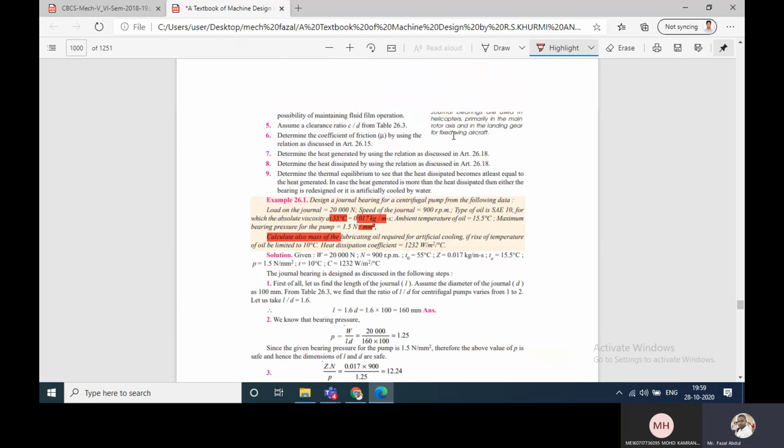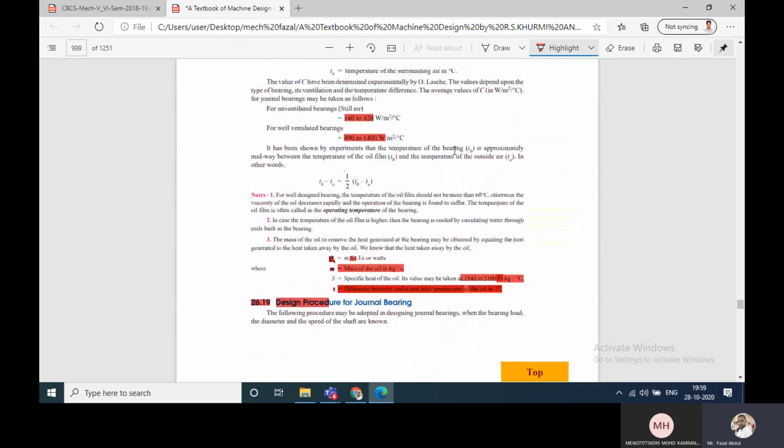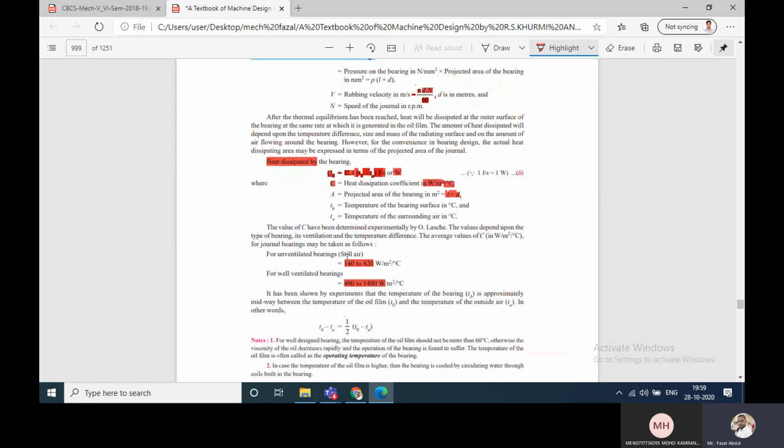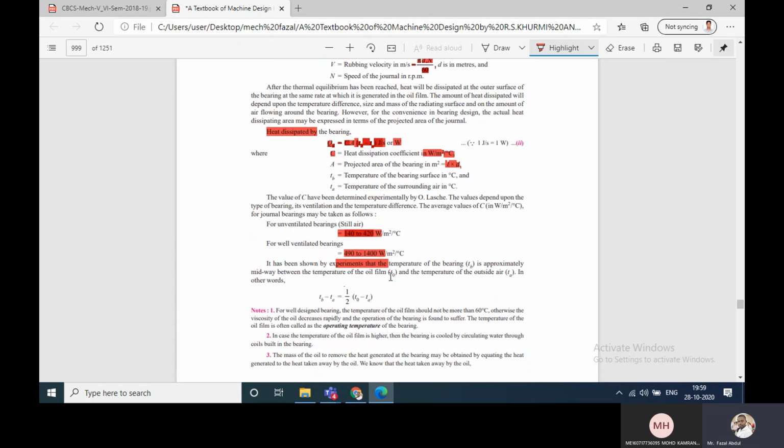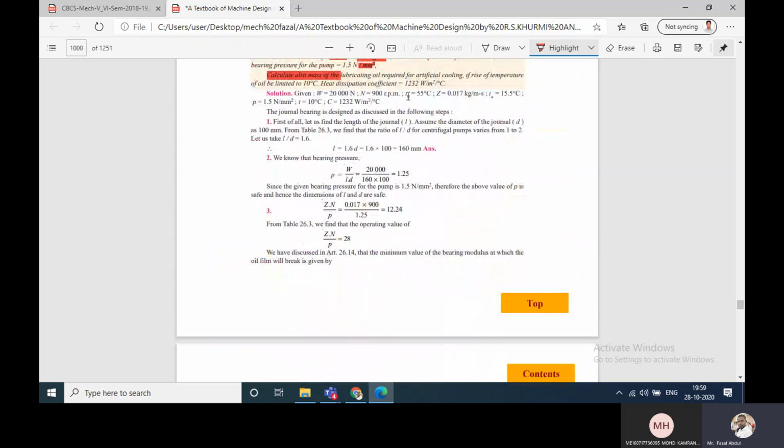The heat dissipation coefficient C value is given. This is the C value. Two C values are there. One C value is given in the question: 1232 watt per meter square per degree centigrade.